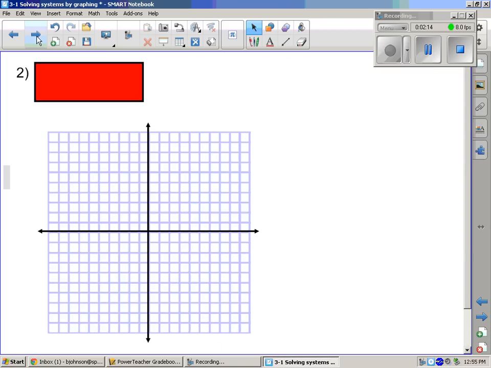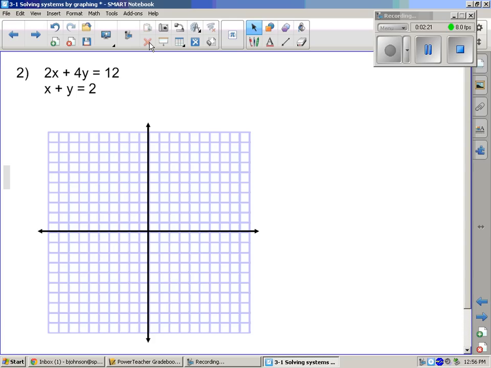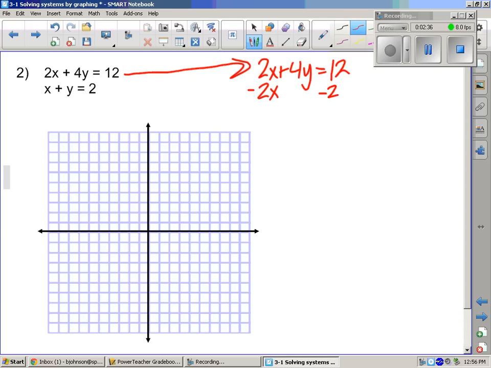Okay, next page. I've got my second example. And these are given in standard form, so I want to show you how to turn them to slope-intercept form if you like doing it that way, and then also how to do the intercept. So I'm going to turn the first equation to slope-intercept form. I have 2x plus 4y equals 12. If I want to turn that to slope-intercept form, I will subtract 2x. I'm left with 4y equals -2x plus 12.